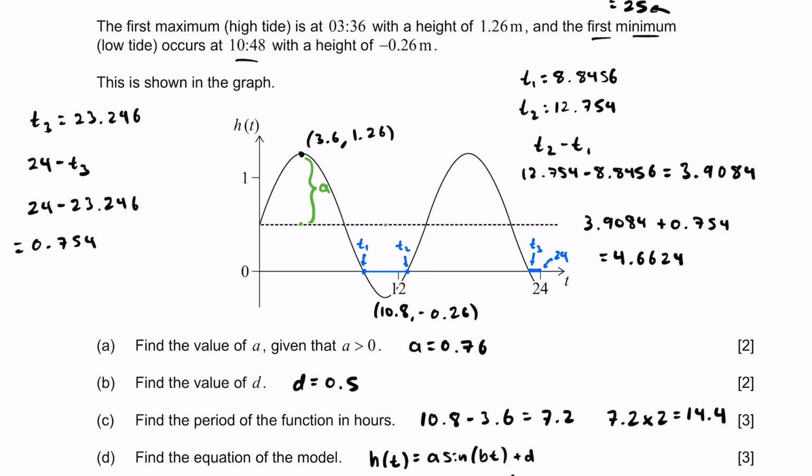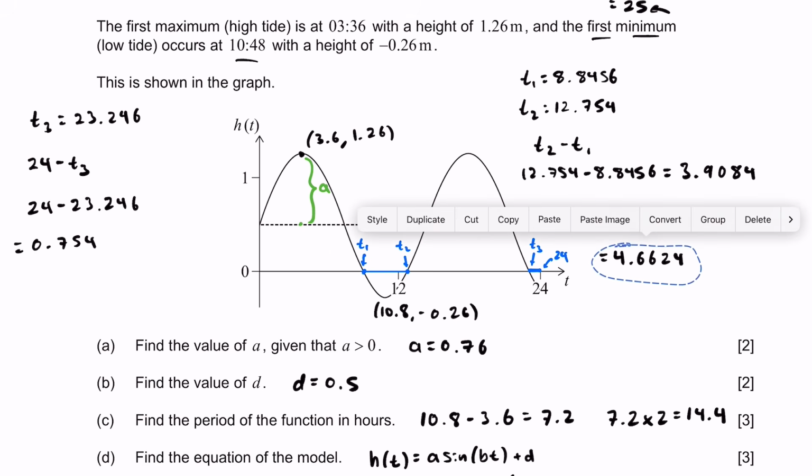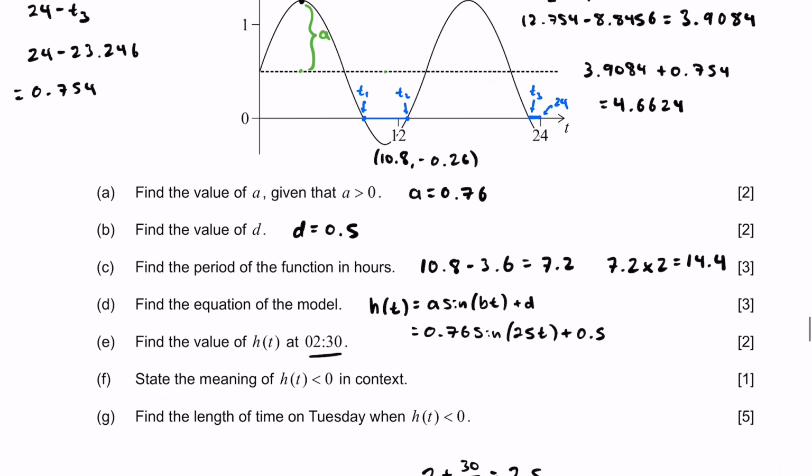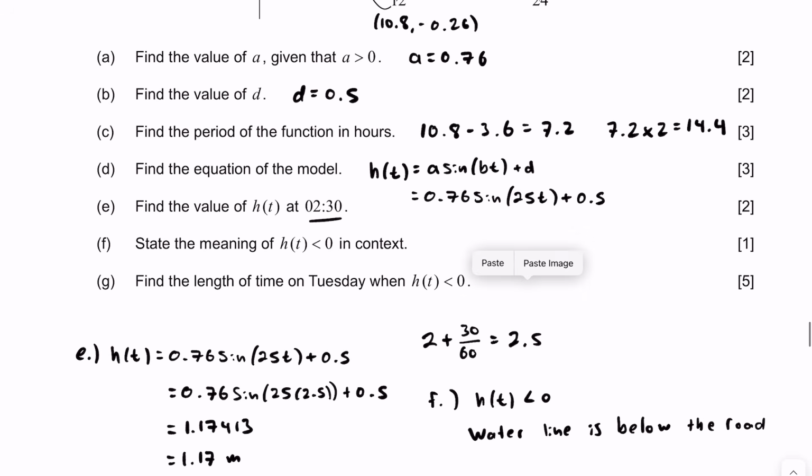Okay, going back to the document. 4.6624. Okay. I'm going to see if they're asking us to write this in hours and minutes. Find the length of time on Tuesday. So, total length of time on Tuesday is 4.6624 hours. Okay.